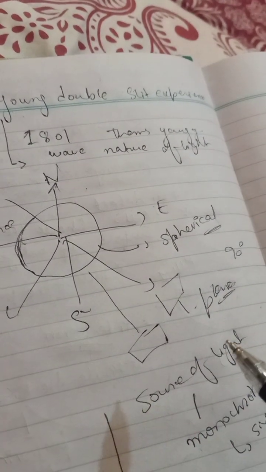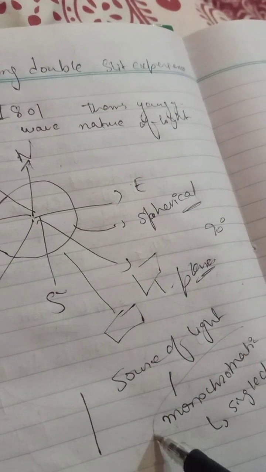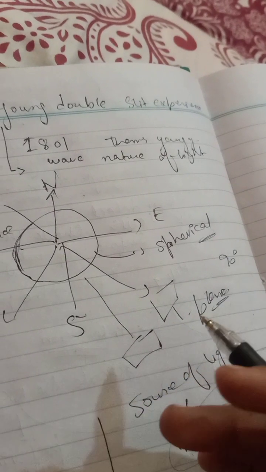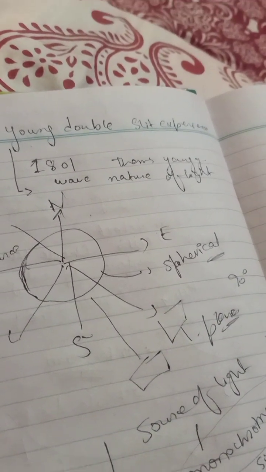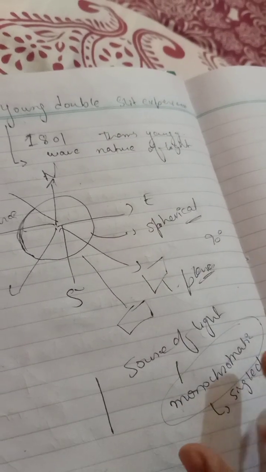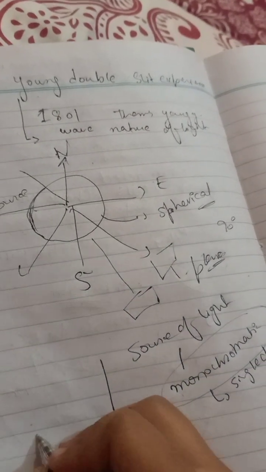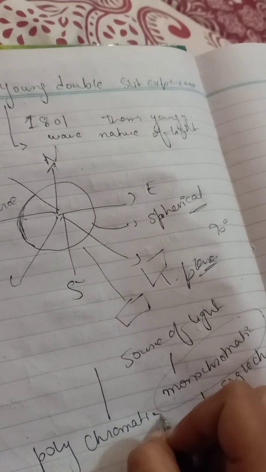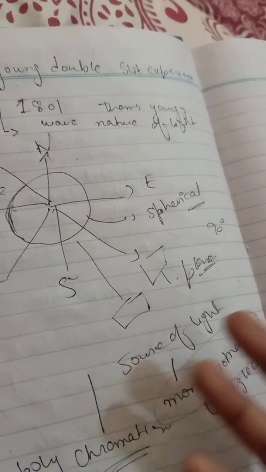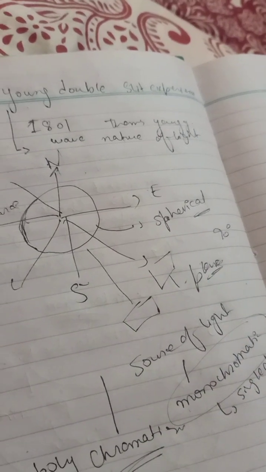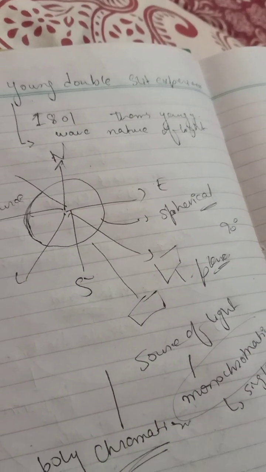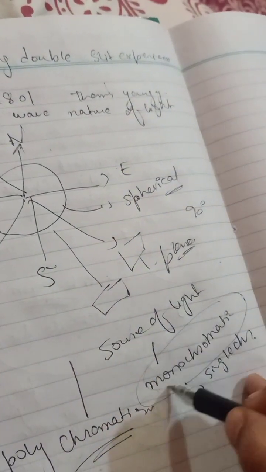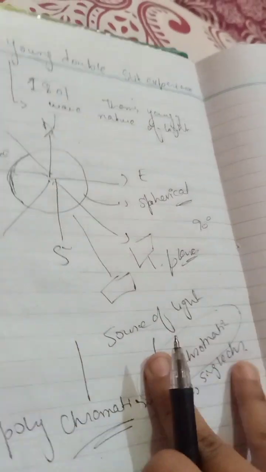We can see the interference with this monochromatic, single-color light. From VIBGYOR you can take any single color like red, blue, orange, green, any one color. Mono means one, chromatic means color, so only one color. Polychromatic light has many colors, like visible light, which has 7 colors. But here in Young's double slit, which is based on interference, we use one source that is monochromatic.